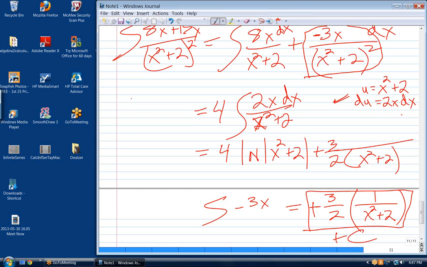Which was what we used in this technique, this problem.